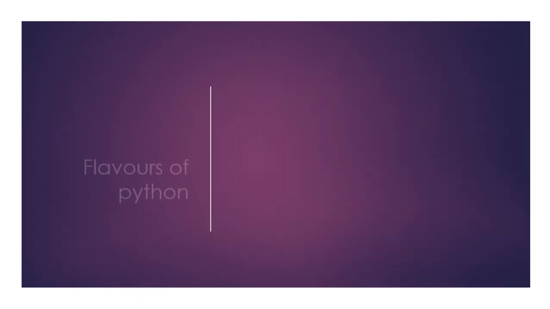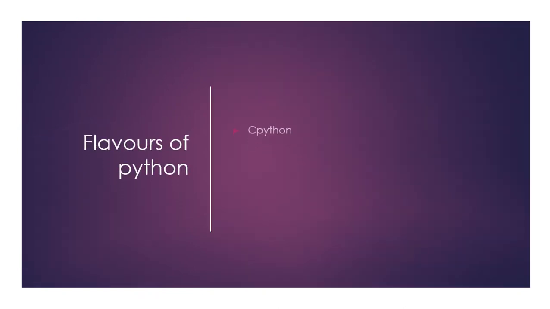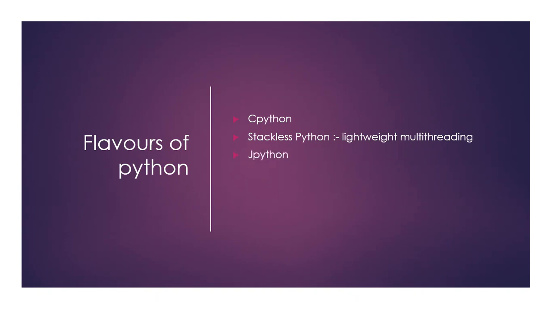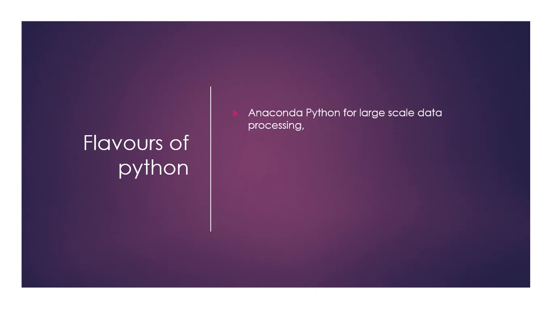What are the flavors of Python available? CPython for the C language, Stackless Python, which helps in lightweight multi-threading, Jython, which provides code for Java, and support for Python and Java. Other flavors are Anaconda Python, which helps you deal with large-scale data processing, like big data. PyPy provides enhanced performance. Another flavor of Python is IronPython, which provides code compatible with C# and .NET. So these are the flavors of Python.